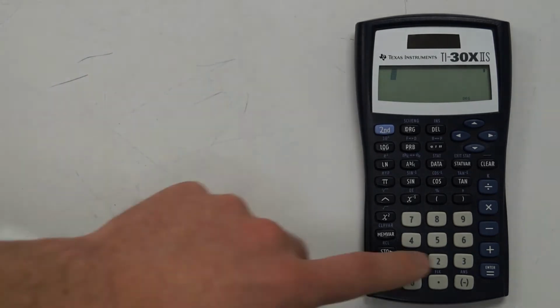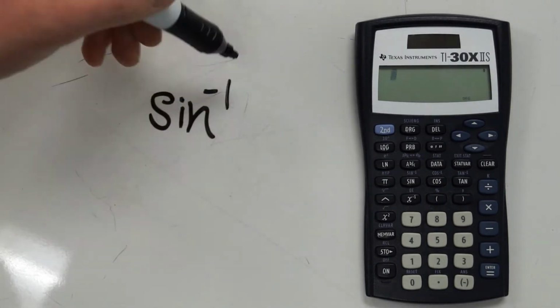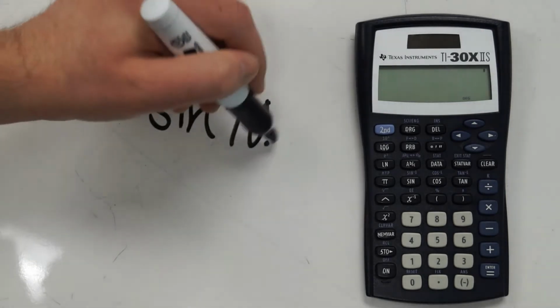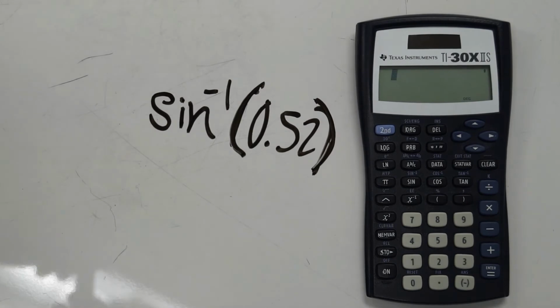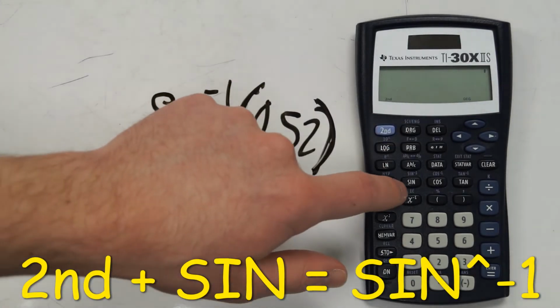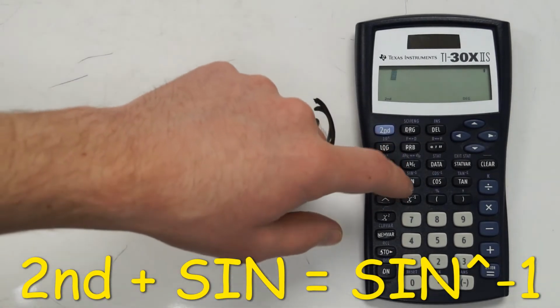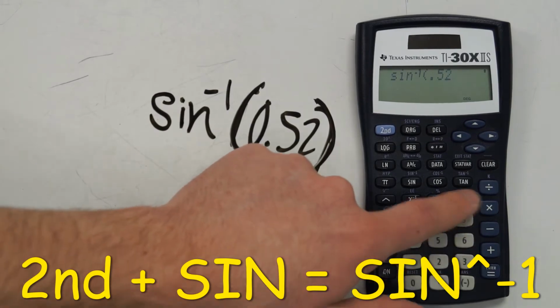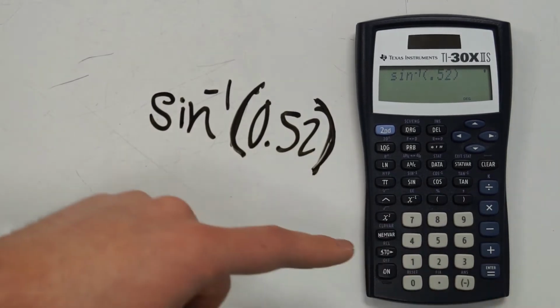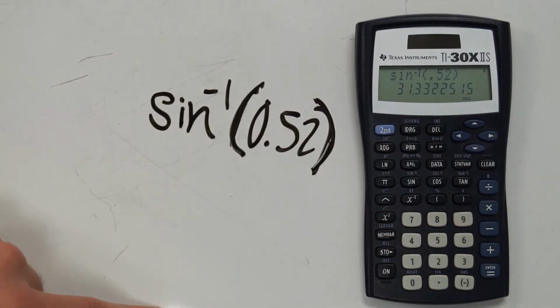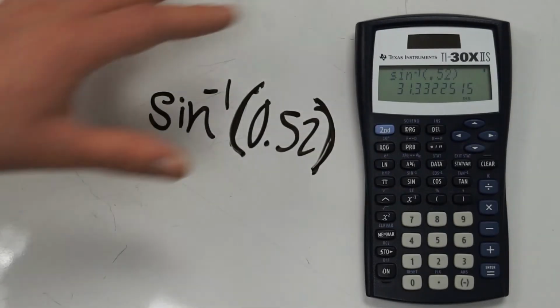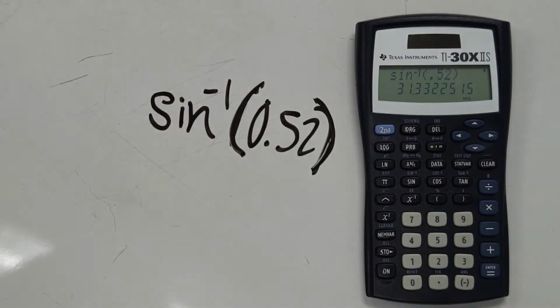And if I wanted to say sine inverse of 0.52, in order to get the sine inverse, you just have to press second and then sine, because there's that sine -1 in there. And then it will give you your answer in degrees. It will be a different answer if I had it in radians.